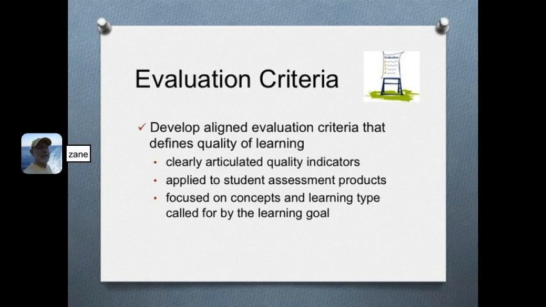The final thing to consider in the alignment process is that of evaluation criteria. Develop aligned evaluation criteria that defines the quality of learning and has these components. First, that it's clearly articulated in terms of quality indicators. Second, that it's applied to student assessment products. And thirdly, that it's focused on the concepts and learning type that's called for by the learning goal.